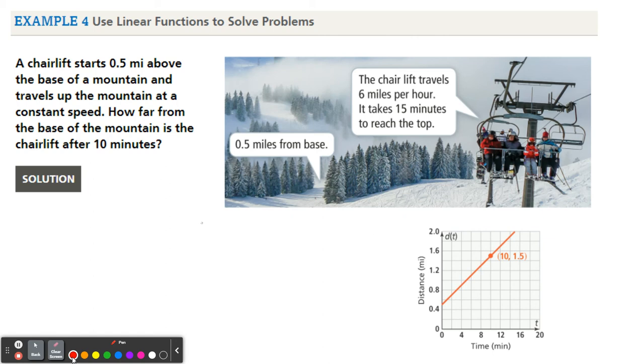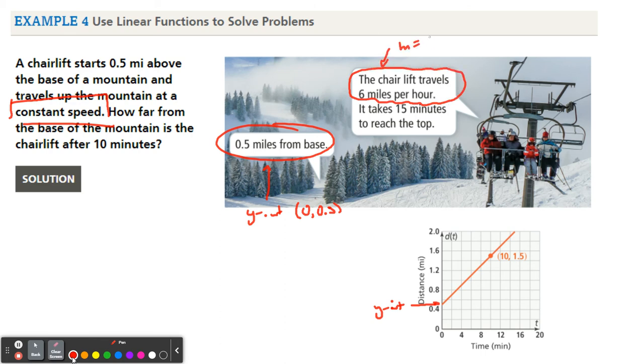So if you take a look here, this is where it starts. It starts 0.5 miles from the base. Notice on your graph where the y-intercept is. The y-intercept is right there at around 0.5. Now, it says constant speed. Constant speed is slope, right? Miles per hour. So notice here, it gives you the chairlift travels 6 miles per hour. That is your slope. Your slope is 6 miles per hour.